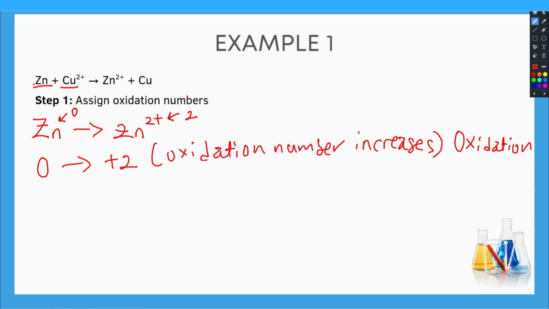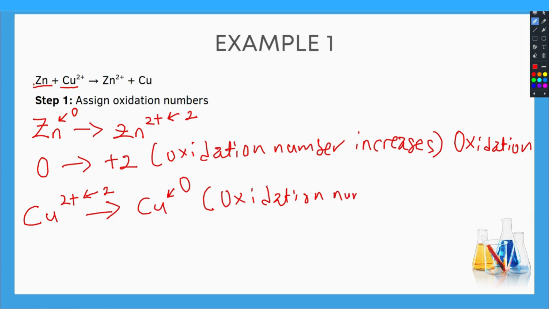Now the next element to watch out for is copper. Copper goes from Cu2+ to Cu. Now if you look at this very well, you will see that the oxidation number of copper here is +2. And the oxidation number of copper here is 0. What does this tell you? It tells you that the oxidation number reduces, and that is called reduction. I hope you're seeing how everything plays out because it goes from +2 to 0. That is reduction. So that is our first example that we just treated.